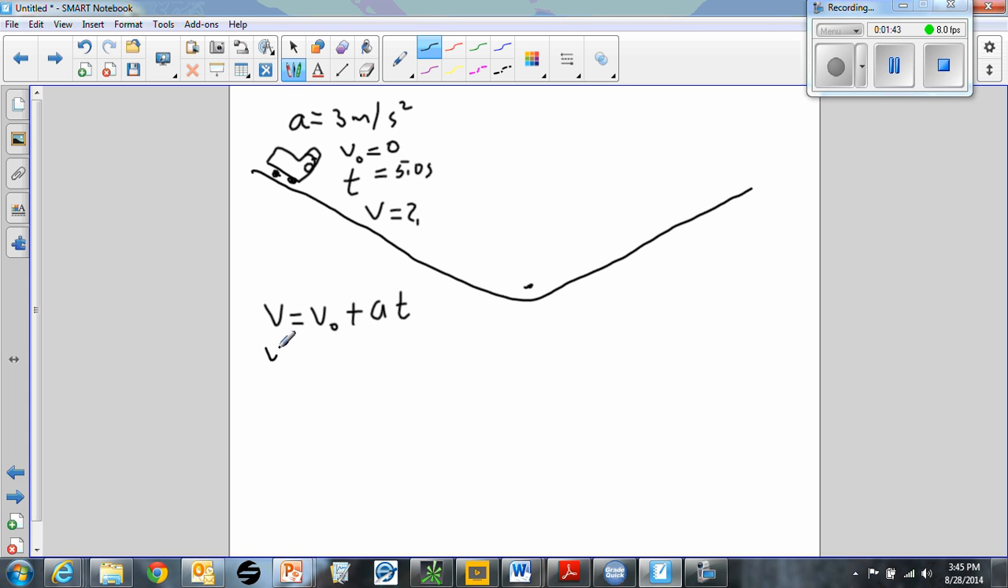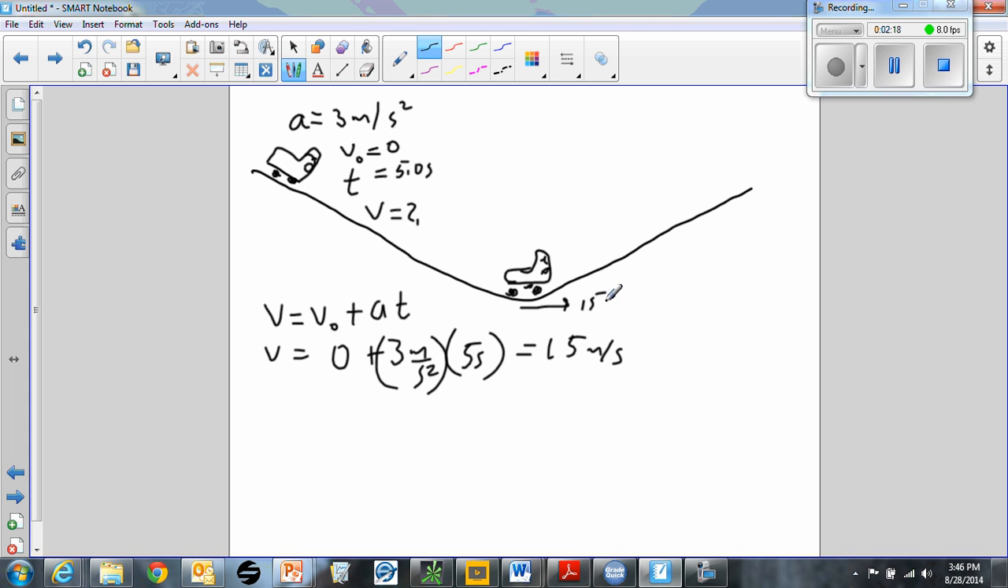Anyway, it's this one, V equals V naught plus AT. So V equals 0, that's my initial velocity, plus 3 meters per second squared times 5 seconds. That gives me a positive 15 meters per second. So when this little van, our truck, gets right here, it is moving at 15 meters per second. And then the distance, what distance is it going to go?